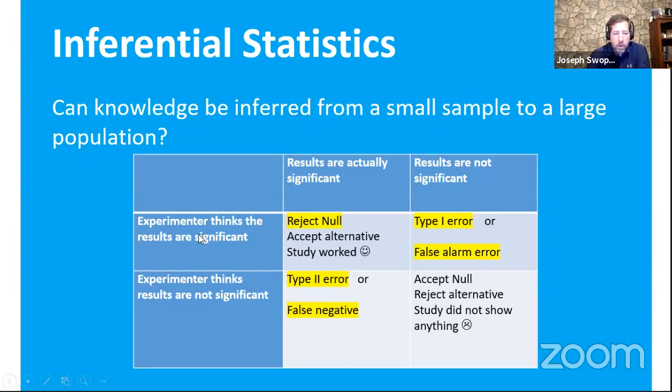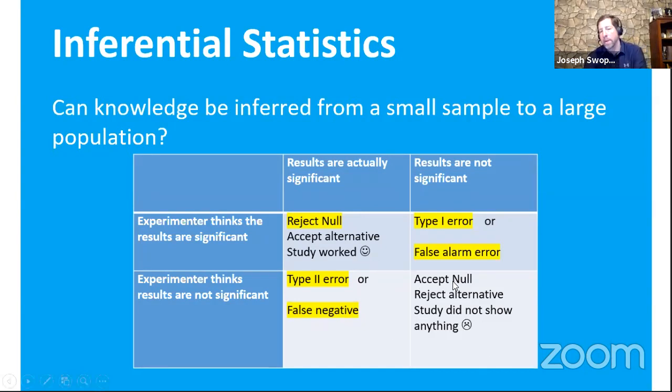Now, if the experimenter thinks the results are significant, but the results are not significant, remember we talked about a type 1 error, also called a false alarm error, okay? Now, down here to the bottom row, the experimenter thinks the results are not significant, but the results actually are. It's a type 2, or a false negative. I mean, can you imagine if you went to the doctor with a sore throat and they say, guess what, you don't have strep throat, but it turns out you did have strep throat, and you have to go back, and that's what a type 2 error is.